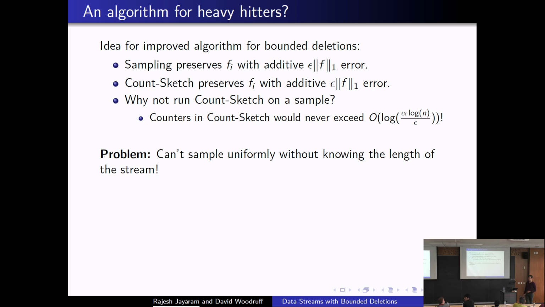Can you do something like reservoir sampling? Reservoir sampling will give you one uniform sample from the stream, or k if k is constant. We need that for every item.